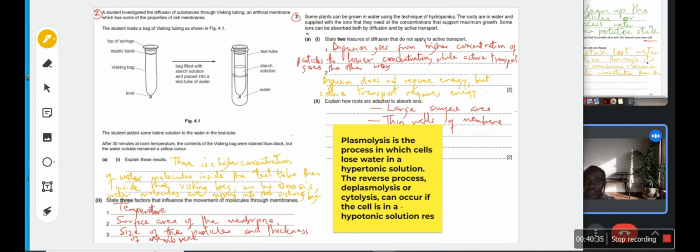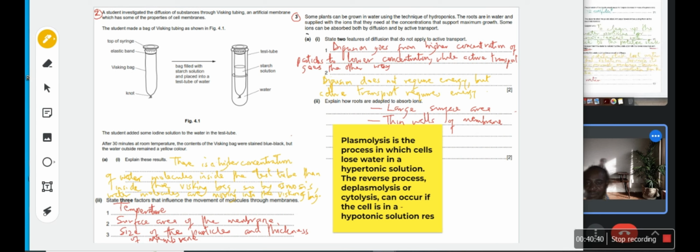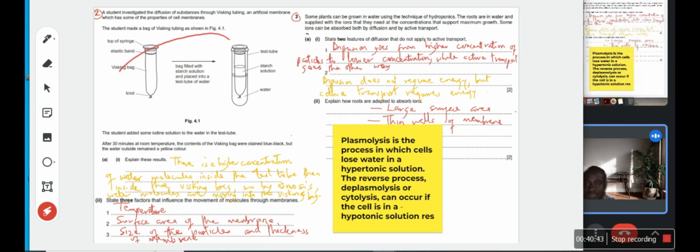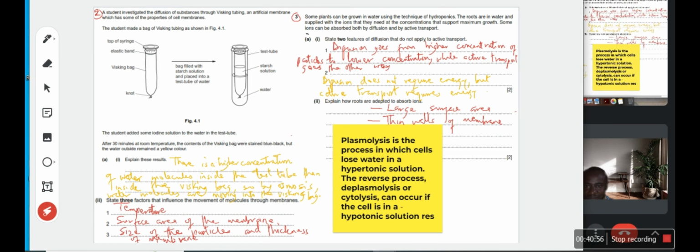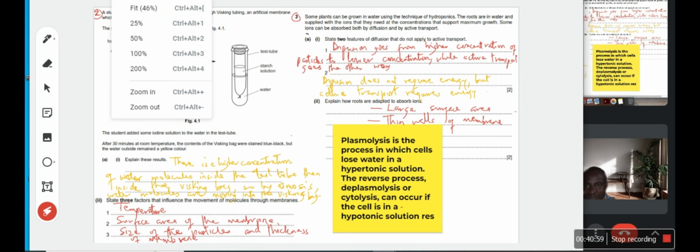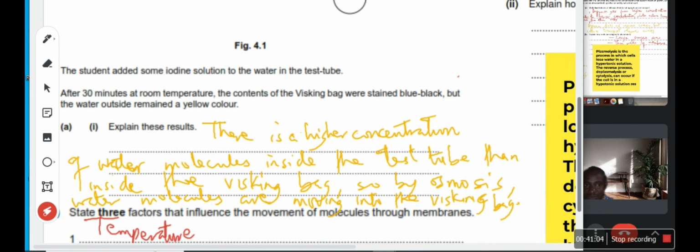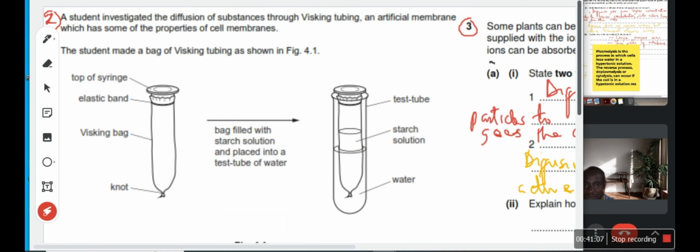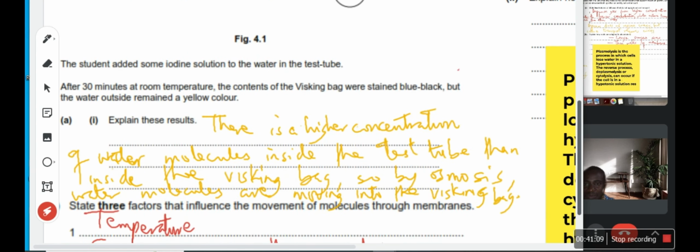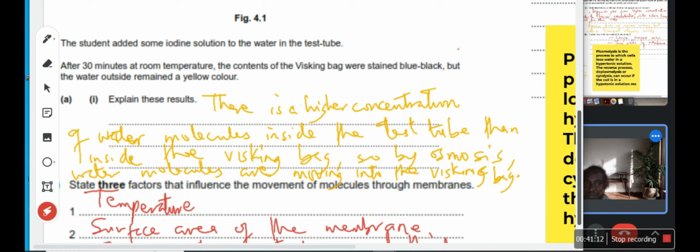All right, let's go to the next page. We won't talk much about this. I just want to show you something. This is also something similar to this, right? Yeah. It says explain. Just look at this. Something happened. Just read this part. The student added some iodine solution to the water in the test tube. After 30 minutes at room temperature, the contents of the whisking bag were stained blue black, but the water outside remained a yellow color.